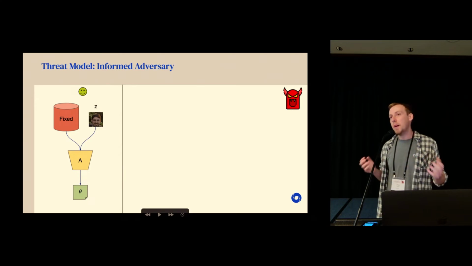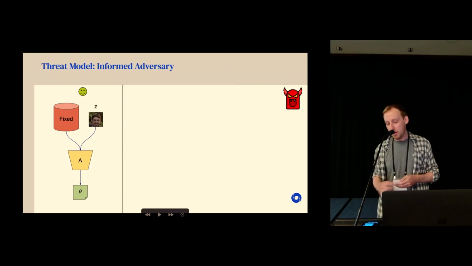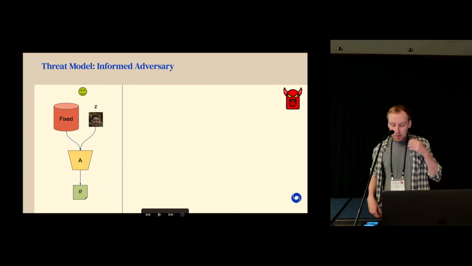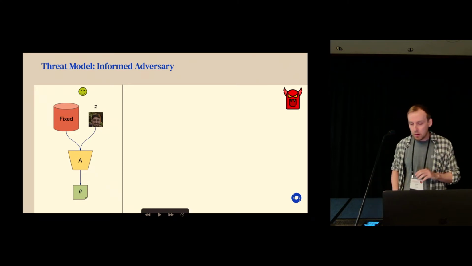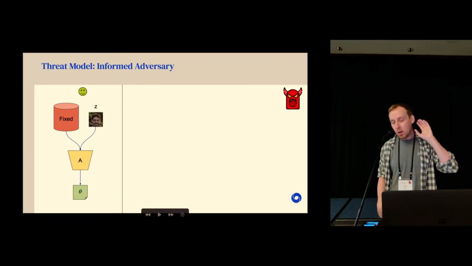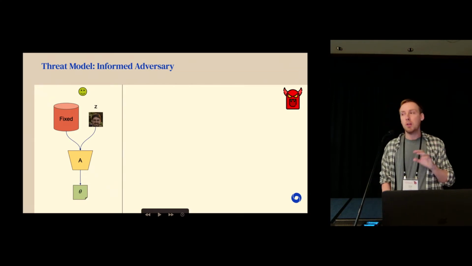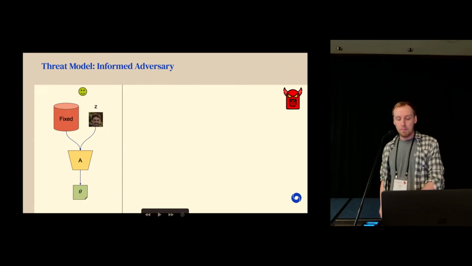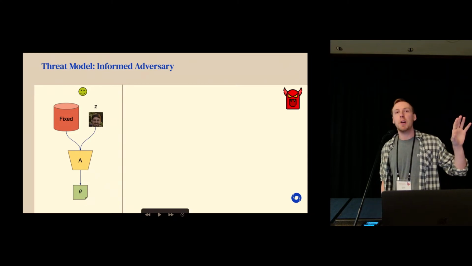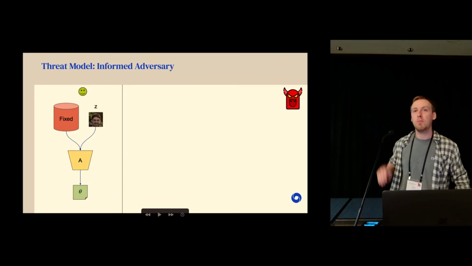Okay, so informed adversary, what does that mean? It's in the title of the paper. Well, we call our adversary informed because we're going to assume the adversary has a lot of knowledge, like an unrealistic amount of knowledge. We're going to assume that it has access to all of the training pipeline apart from the point Z that it wants to reconstruct.